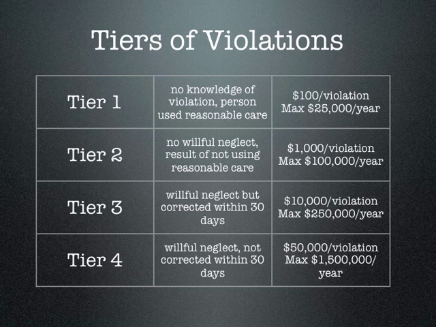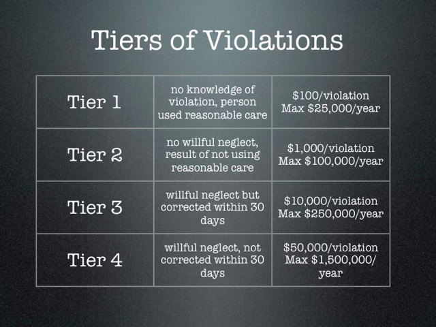Tier 3 is willful neglect but corrected within 30 days. This means someone said, well, I think the HIPAA rules are stupid, I'm not going to follow them, I'm going to leave PHI out wherever I feel like I should. Well, if it's corrected within 30 days, it's $10,000 per violation with a maximum of $250,000 per year.